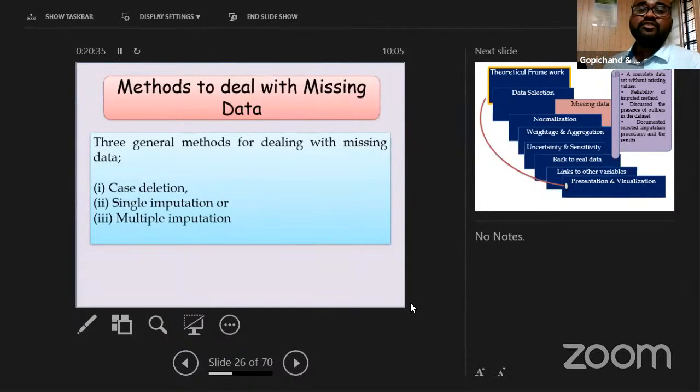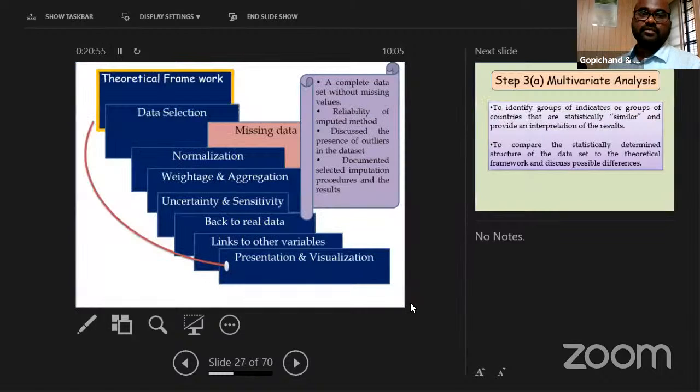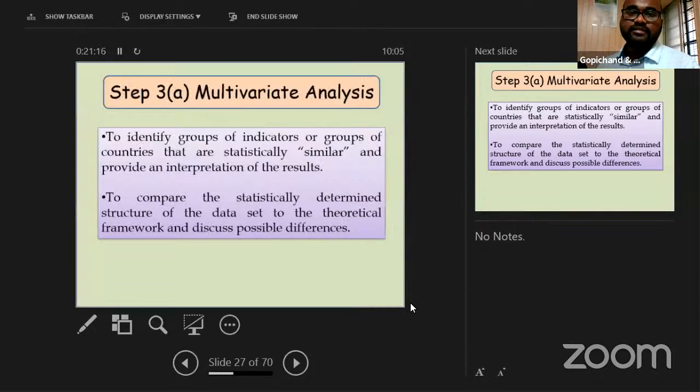Methods to handle missing data include case deletion of that particular respondent, or single imputation by taking the average of related values, and multiple imputation using software. At the end of the step, there should be complete data and a reliable imputation method. Whatever method we have followed to overcome the missing data should be reliable, and there should not be outliers in this.